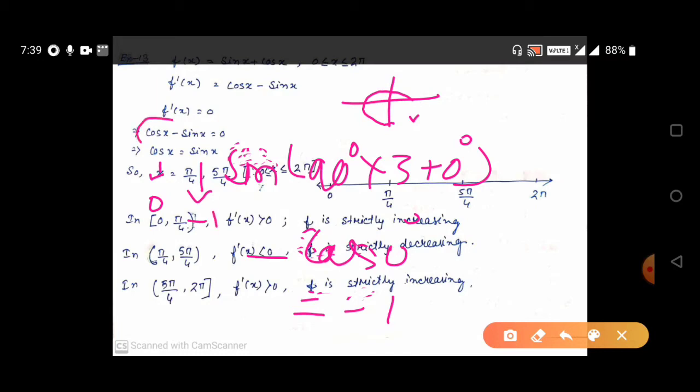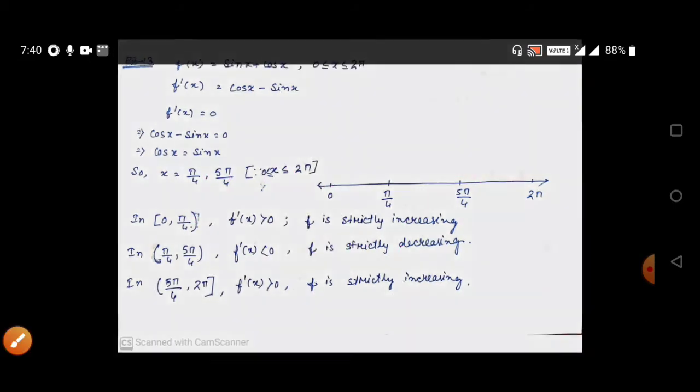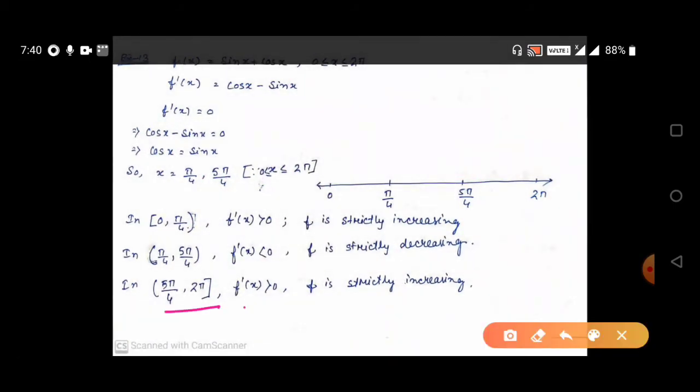Now the value of cos x is 0 and the value of sin x is minus 1, so minus into minus 1 will be plus 1, which is greater than 0. That is why in this quadrant f dash x is greater than 0, so f is strictly increasing. In this way you have to find in which quadrant the function is strictly increasing or strictly decreasing.